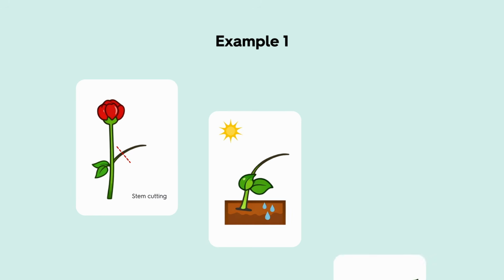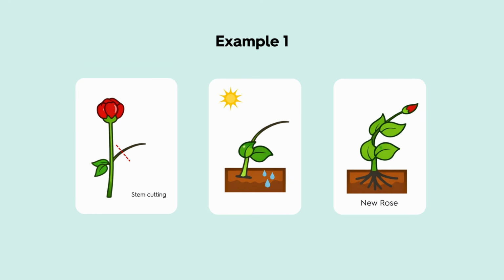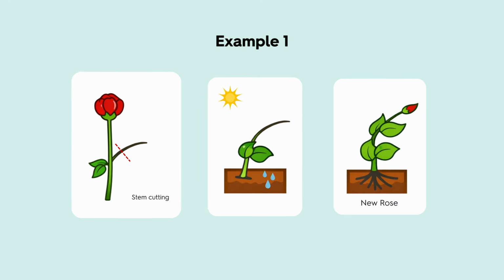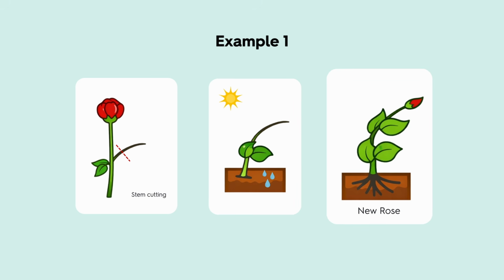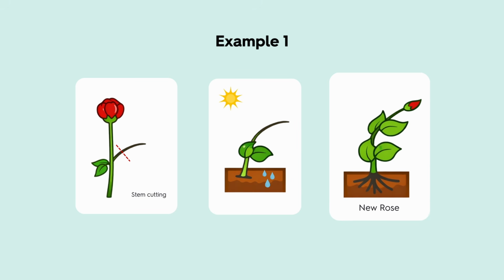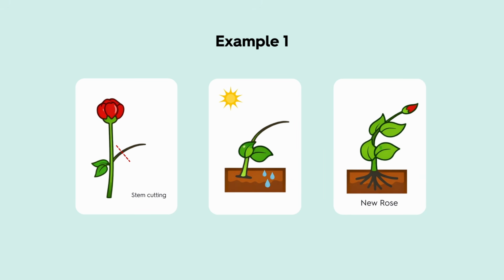Let's look at a concrete example. Consider a rose plant. If you cut a healthy stem, place it in moist soil, and keep it in bright, indirect light, it can grow roots and become a new rose plant. No seeds needed.